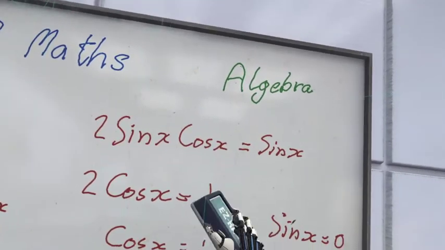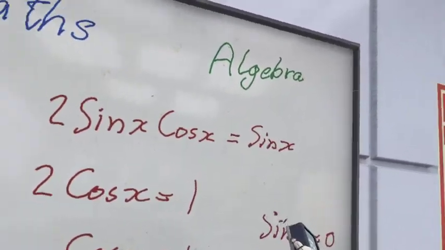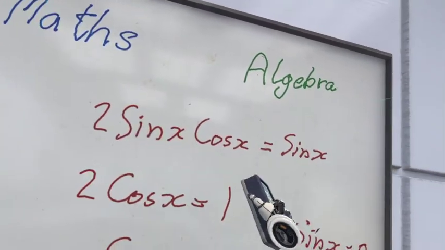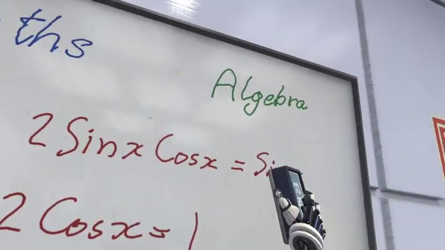Okay, you got that? So if you make sine x 0, it becomes true. If you divide by sine x, you get this path. Okay, so you've got these two answers.